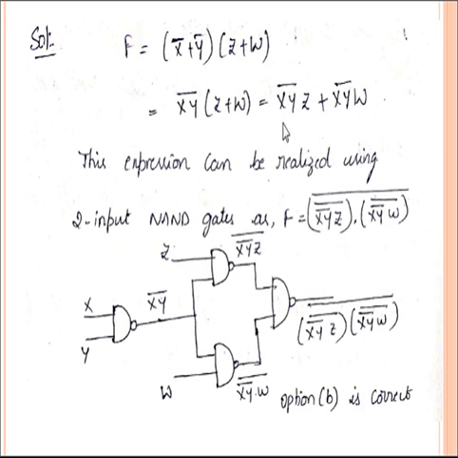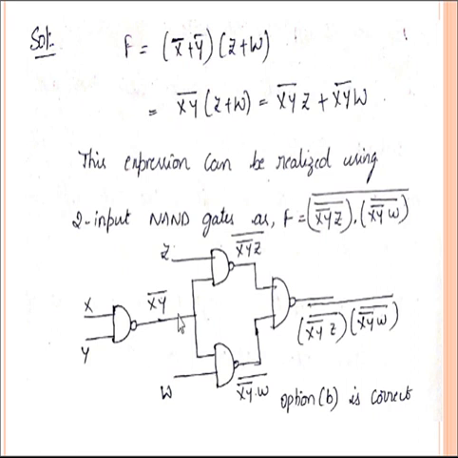into w. This expression can be realized using two input NAND gates as follows. First we have to realize (xy) bar into z using one NAND gate, next (xy) bar into w using a second NAND gate, and these two must be the inputs for the third NAND gate. So a total of 3 NAND gates is required, and also in order to generate (xy) bar we need one NAND gate. So a total of 4 NAND gates are required in order to realize this function.